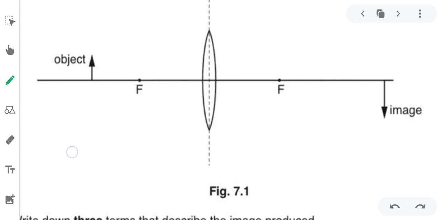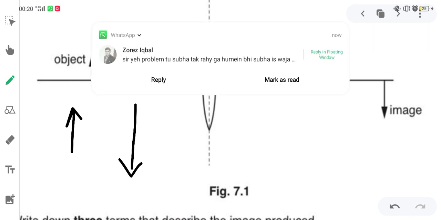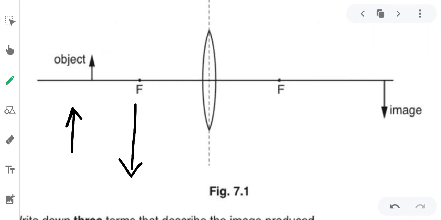Inverted means if the object is like this and the image is like this, if the object is upward and the image is a downward arrow, it means that this is inverted. And the second thing is that if the image has formed on the opposite side of the object, then it is a real image.